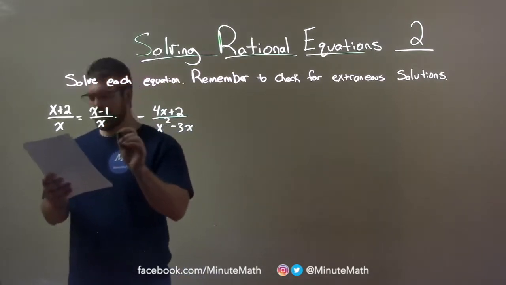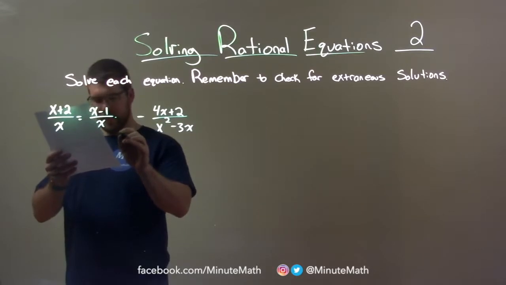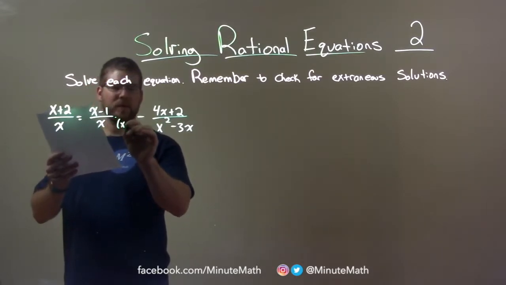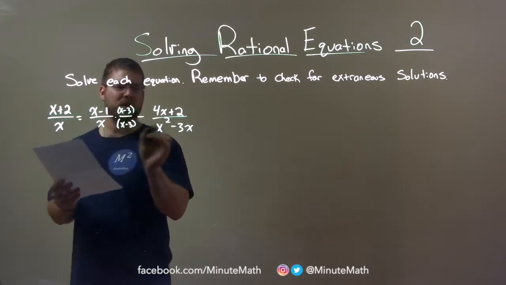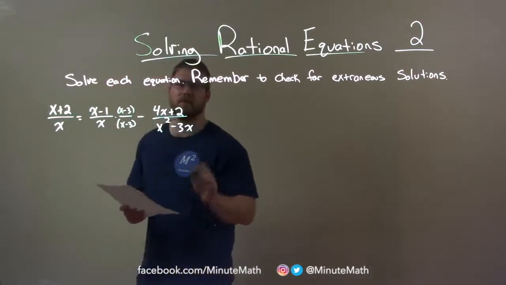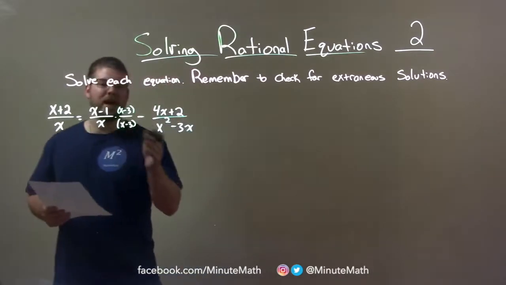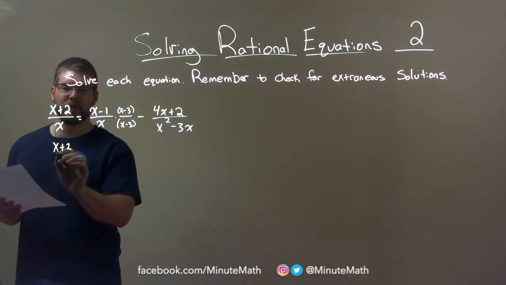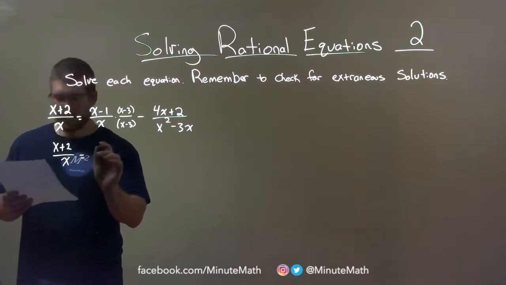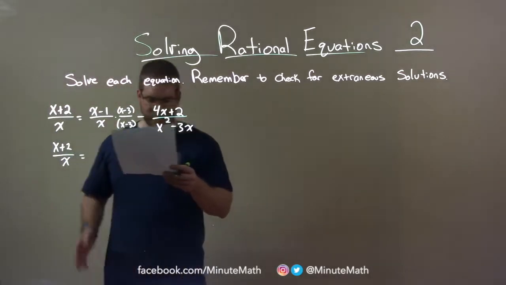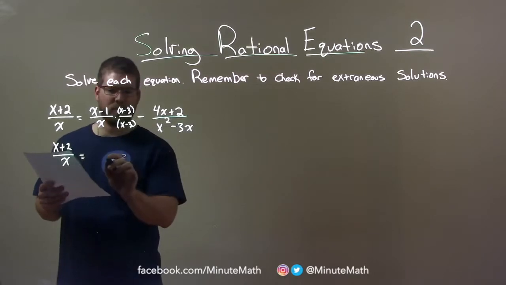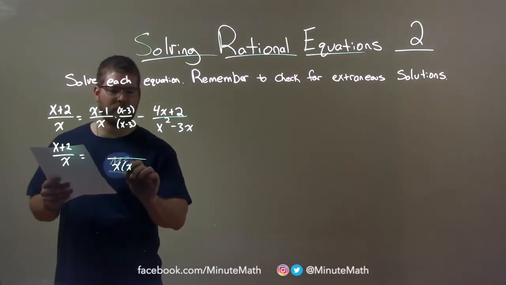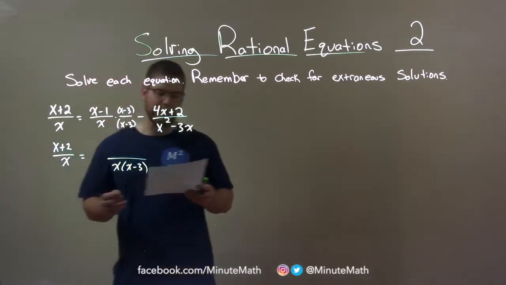So if I multiply this one here by x minus 3 over itself, we can see x times x is x squared, x times minus 3 is minus 3x. We would then have the same denominator. So let's simplify a little bit. x squared plus 2 over x equals, and this one down here, I'm actually going to leave in its separated form, x times x minus 3. And you'll see in a minute why.